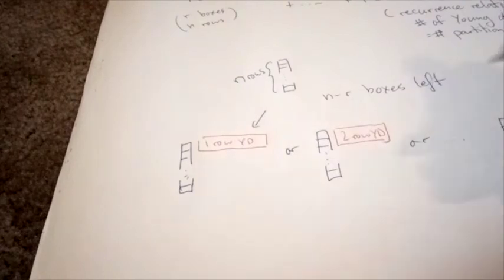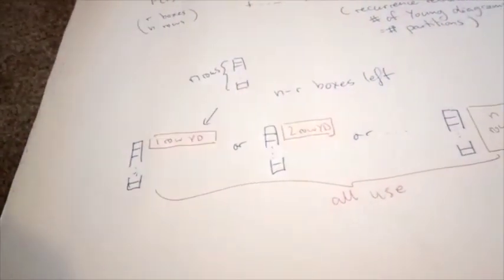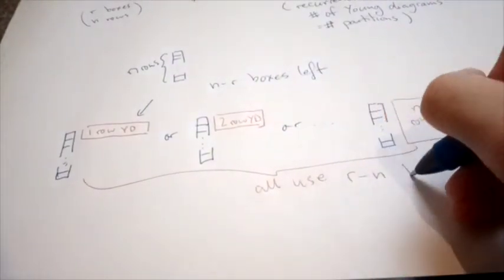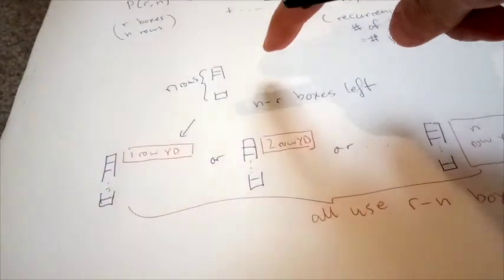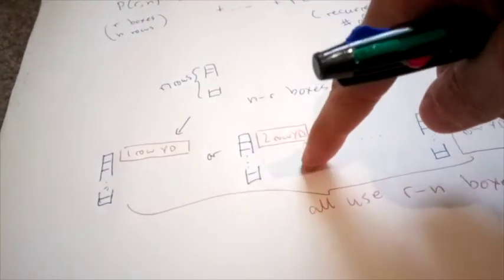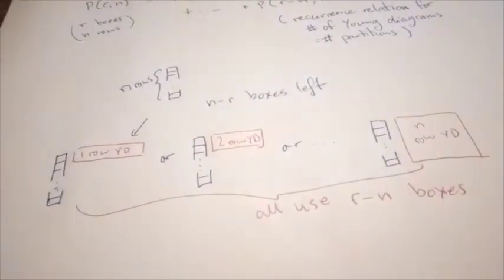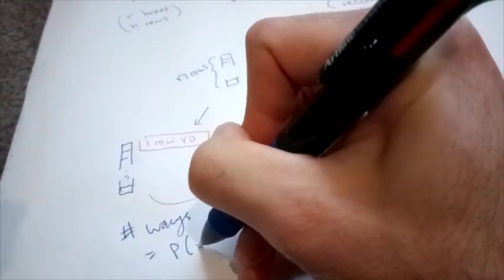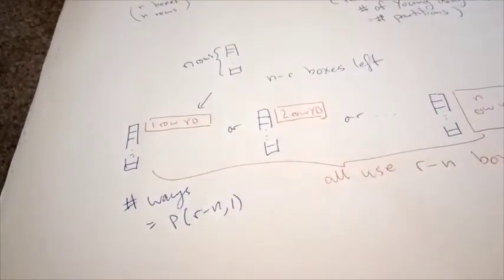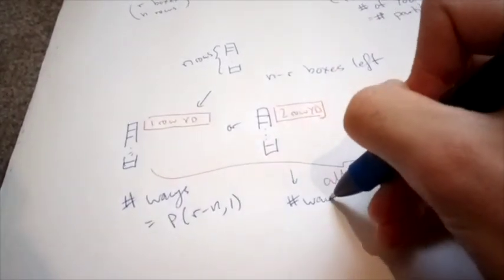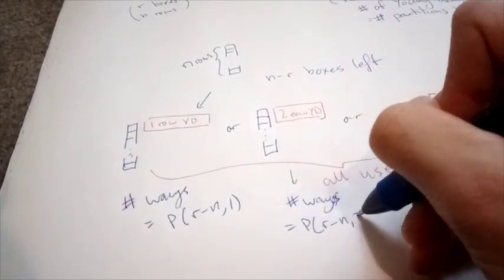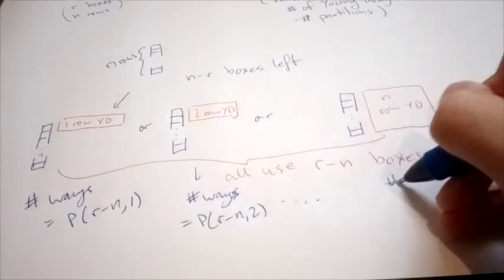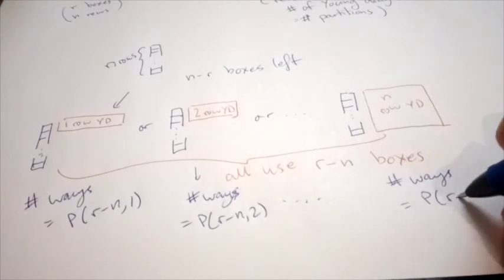But these Young diagrams all use R minus N boxes, since I started with R boxes and put down N boxes to make the N rows. So the number of ways to build up my overall diagram is the sum of the ways to build this diagram or this diagram, and so on, all the way up to this diagram. The number of ways to do this one is P(R minus N, 1), since I have R minus N boxes in one row. And here the number of ways is P(R minus N, 2). And so on. The number of ways equals P(R minus N, N).